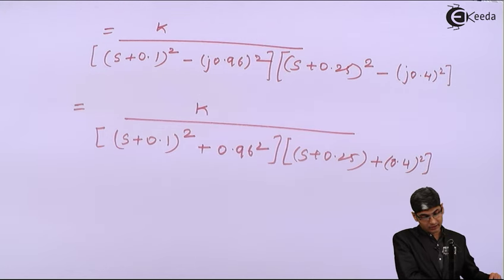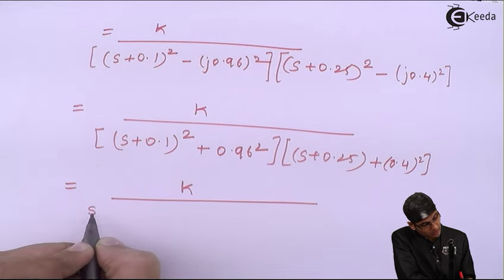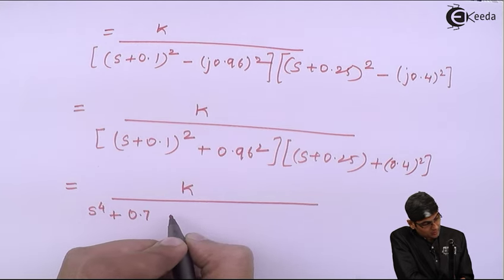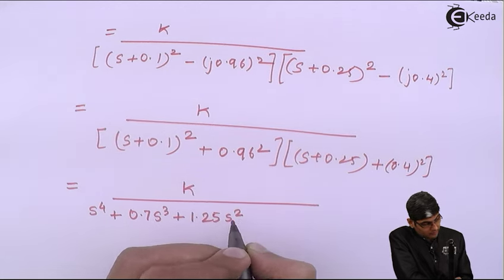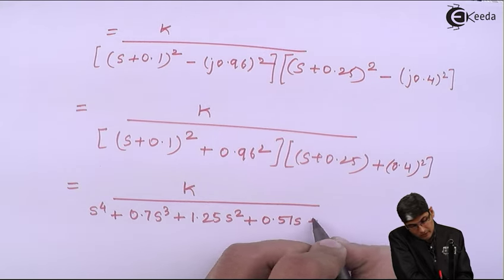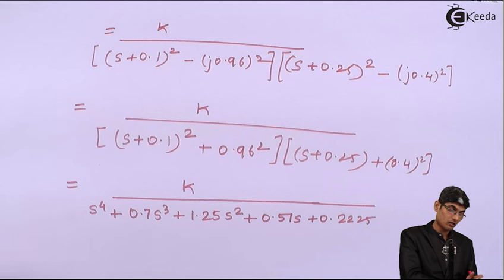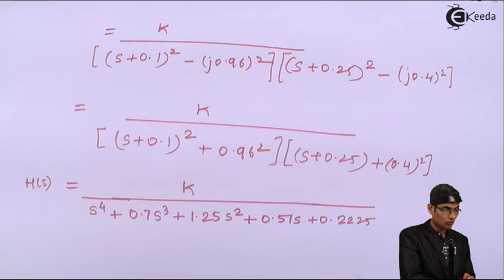Okay, and the expansion will come up to, if you open the brackets and solve the whole thing, s raised to 4 plus 0.7 s cube plus 1.25 s square plus 0.51 s plus 0.12325. So, this is my transfer function h of s if you wanted to open it up.